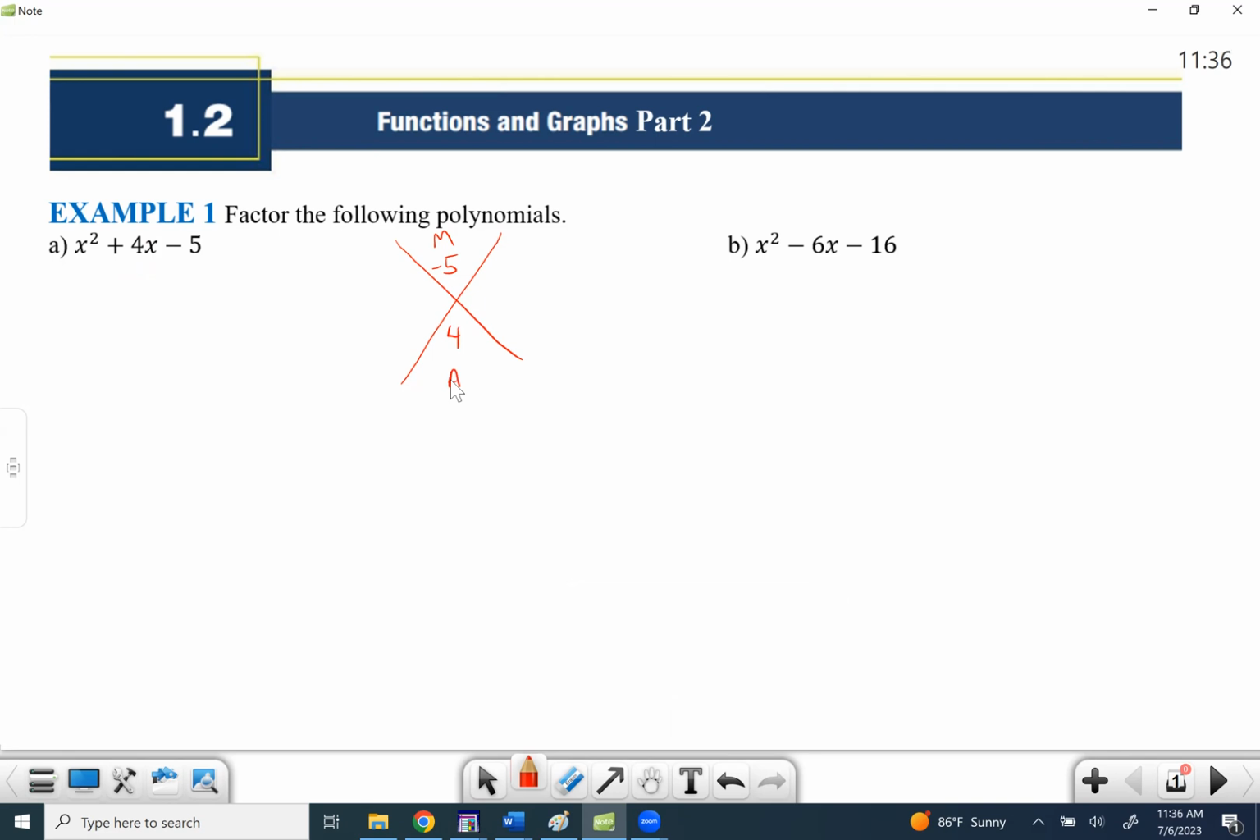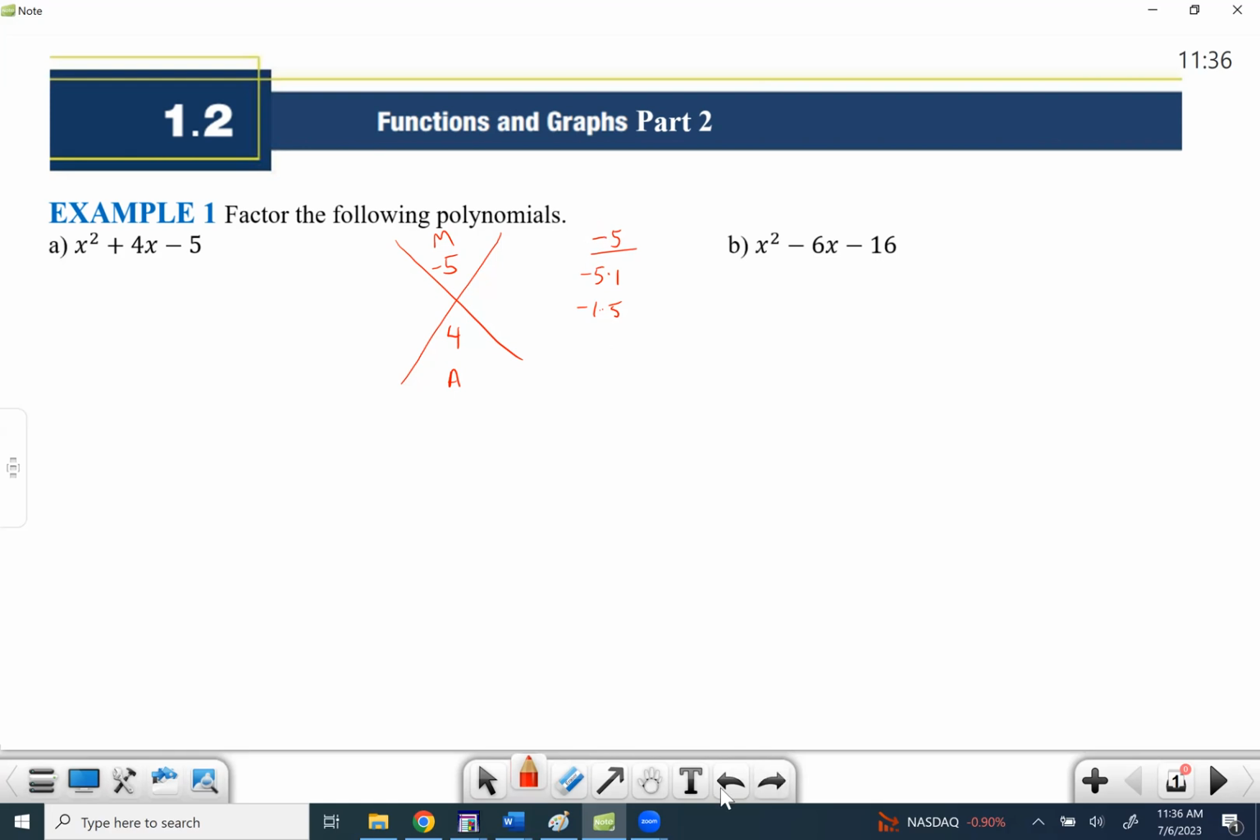Now my brain can't process both at once. So what I like to do is just put down factors of the last number. The only ways to get -5 would be -5 times 1 or -1 times 5. Notice I'm not putting something like a -1 times a -5 because a negative times a negative equals a positive, and I have to have a negative on this 5. So the signs are really important here, you guys.